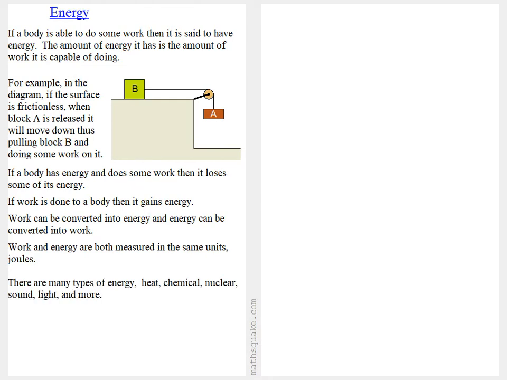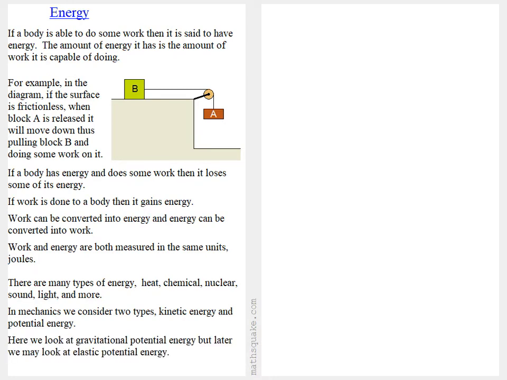Now, as I said, there are many types of energy: heat, chemical, nuclear, sound, light, and many more. In mechanics, we consider 2 types, kinetic energy and potential energy. Here we look at gravitational potential energy, but later we may also look at elastic potential energy. Let's start by looking at kinetic energy. Now, the kinetic energy stored in a body is the energy it has due to its motion.